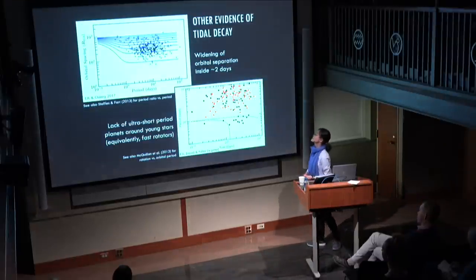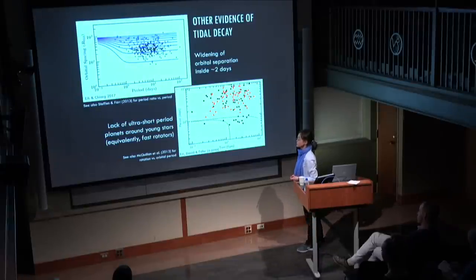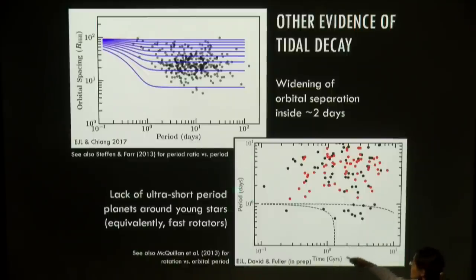Another piece of evidence is that we see a lack of ultra-short period planets around young stars. This is the innermost orbital period versus time. This time actually comes from gyrochronology, so you can just translate this to the stellar rotation, the present-day stellar rotation. And it's been known for a while that we don't see short-period planets around faster rotators. So this also could be the result of tides, where, again, the circles are the data compared against the tidal decay model, which are given in these dashed lines.